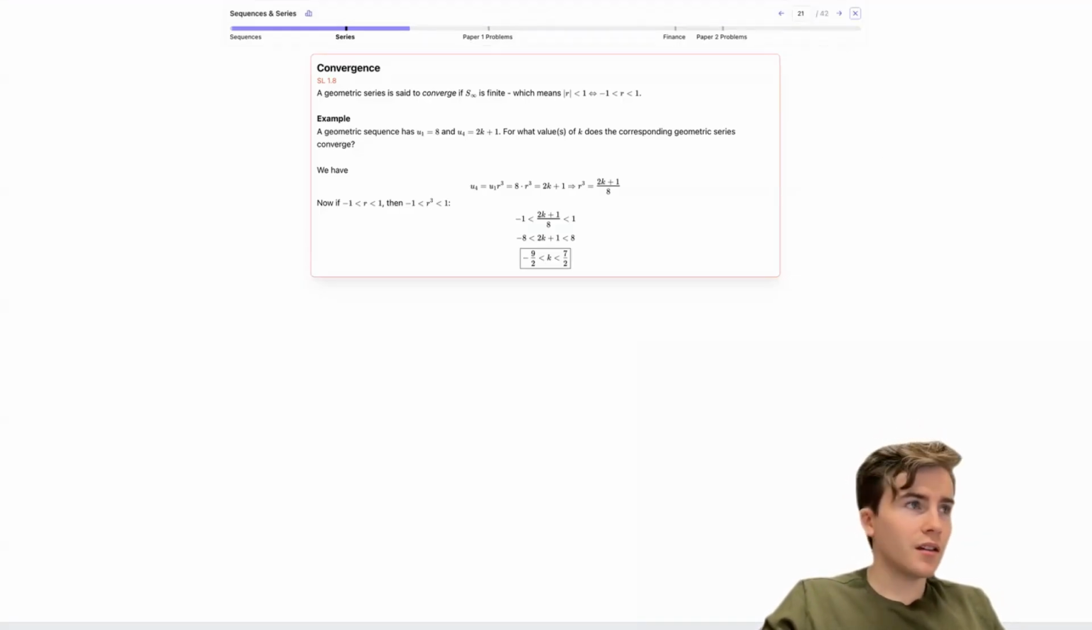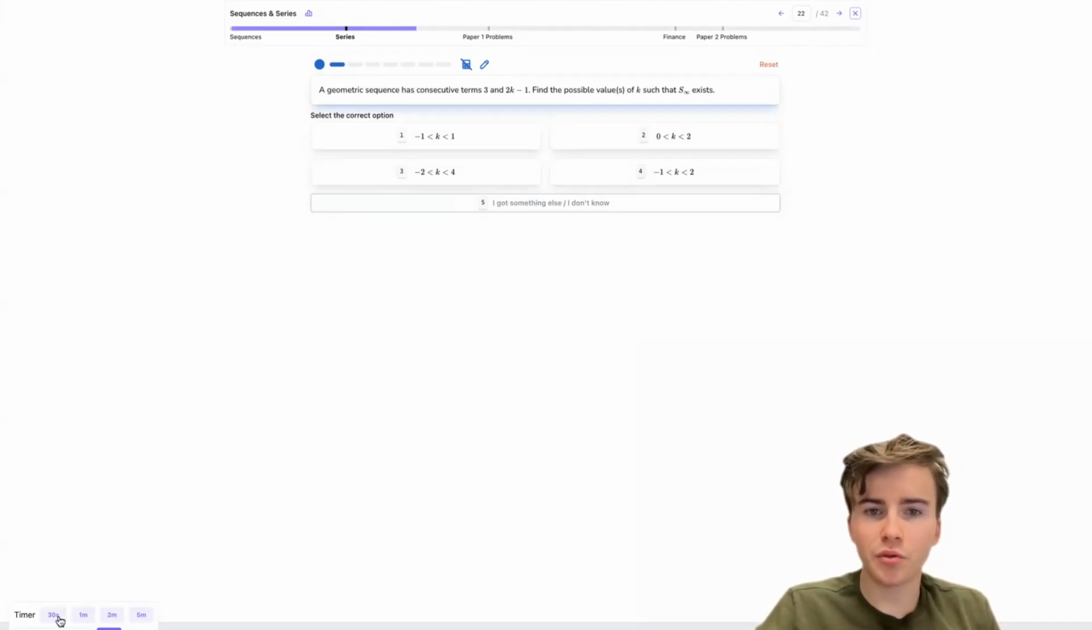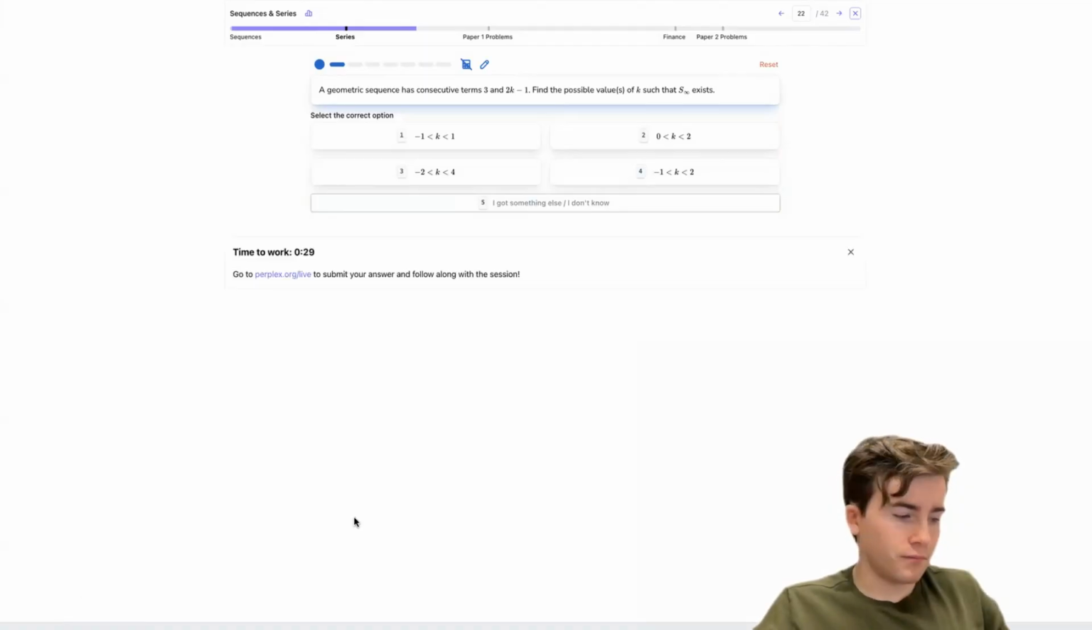All right. Let me give you a chance to work on a similar problem on your own here. I have a geometric sequence with consecutive terms 3 and 2k minus 1, and you need to find k such that S infinity exists. I'm going to give you 30 seconds.